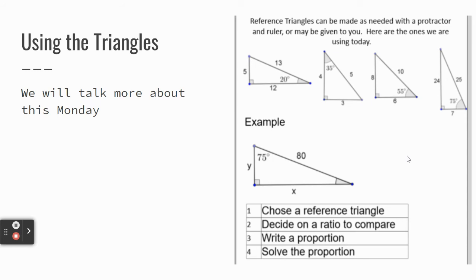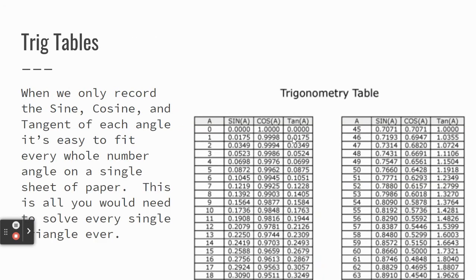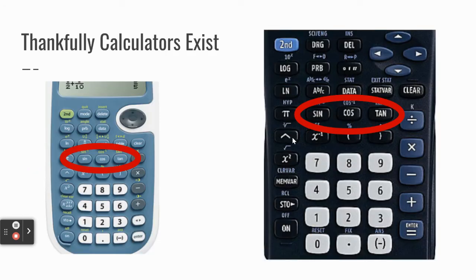The other side is still going to be 24 over, that's going to take up the one side that used to be the reference triangle. So instead of 24 over 25, I'll have the decimal equivalent from my table equals x over 80. And then the last step is, thankfully, in the last 50 years, calculators have been invented. They're older than that. But this is about when you got to having the point of calculators that you could buy and use in a classroom.